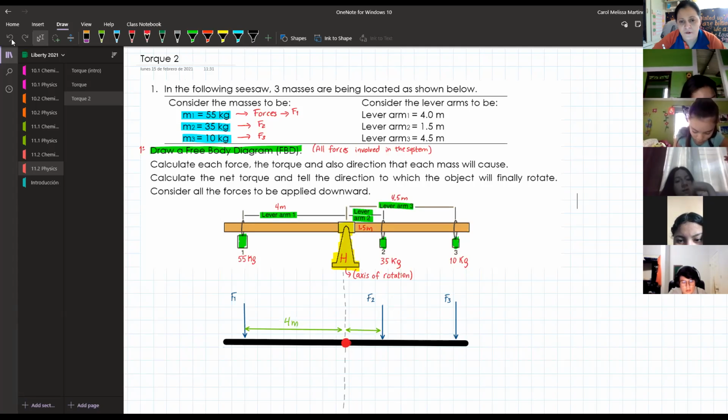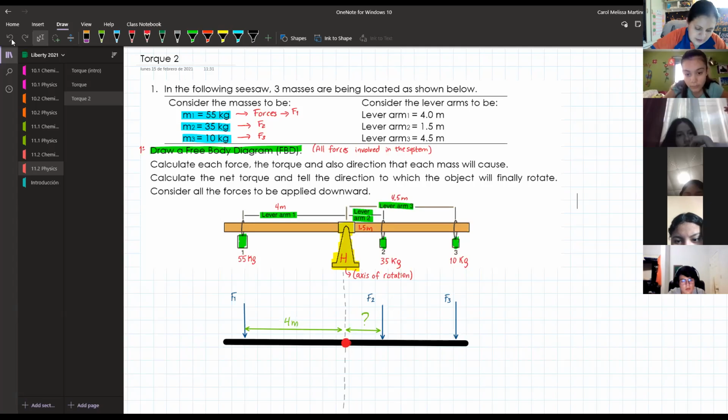What is this lever arm? What is the distance here? 1.5 meters. That is 1.5 meters. And I'm going to draw two possible lever arms, and you're going to choose which one is the right one. Option A and option B.